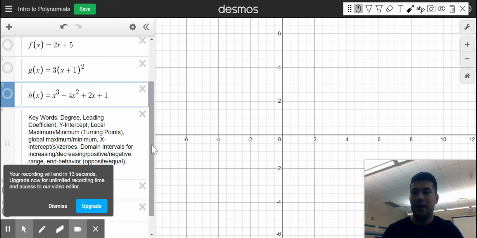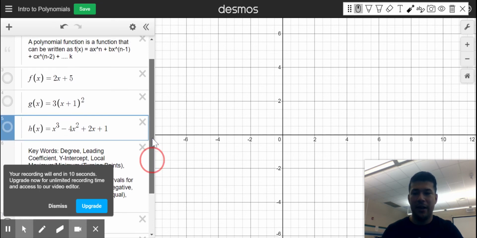One last thing is that the degree of a polynomial cannot be negative. You cannot have a negative exponent. That would be a rational function, which we're going to study in another unit. That's an intro to polynomial functions.